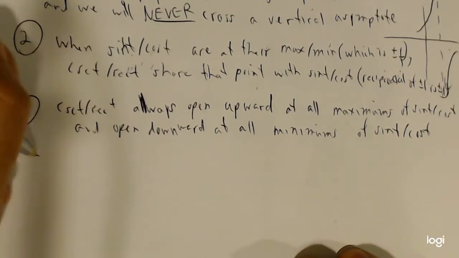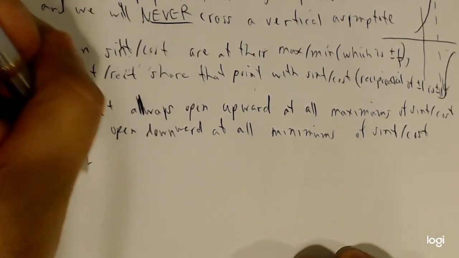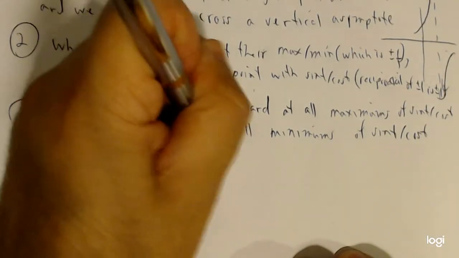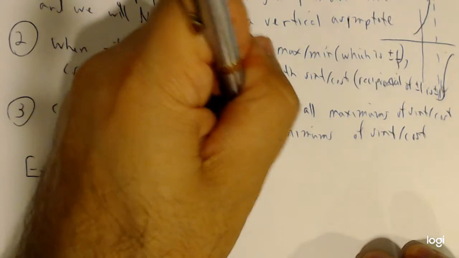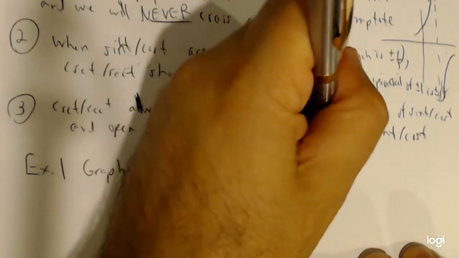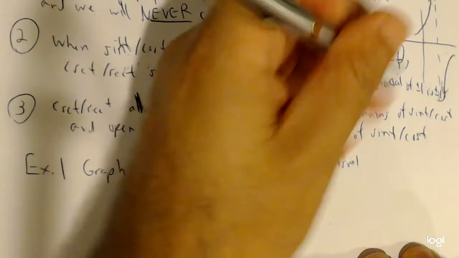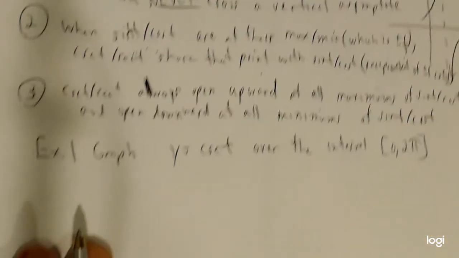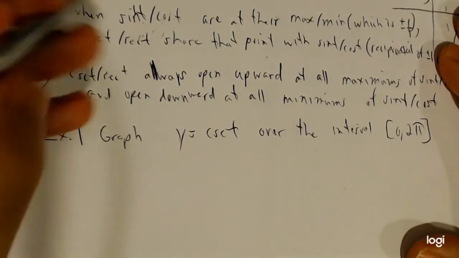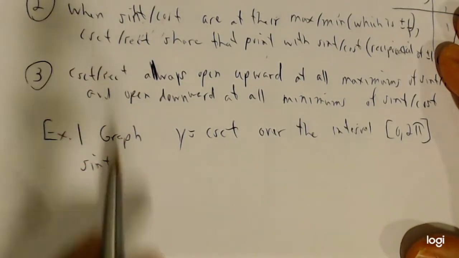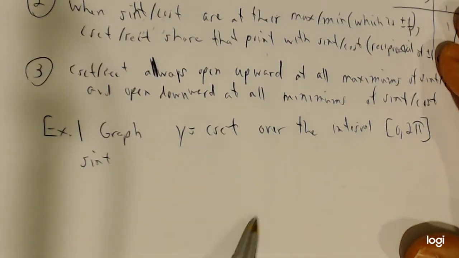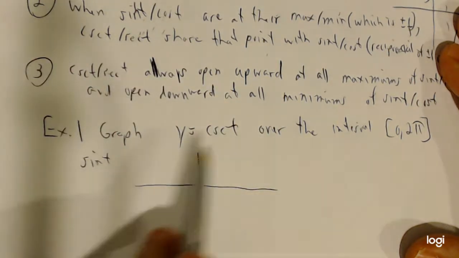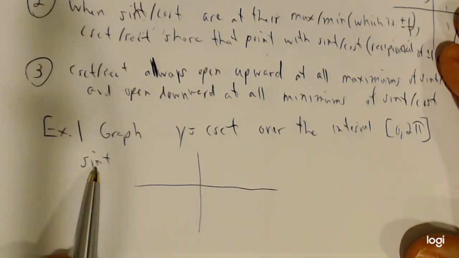So let's look at one graph first. Let's just say graph y equals cosecant of t over the interval 0 to 2 pi. Okay, so now instead of graphing cosecant of t, I'm going to graph sine t. But when I graph sine t, I'm going to graph it dashed because I don't want it to be included as a part of the graph. So when you're graphing sine to help graph cosecant, remember that this is going to be dashed.